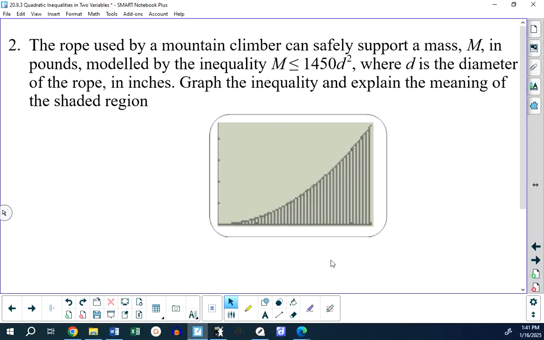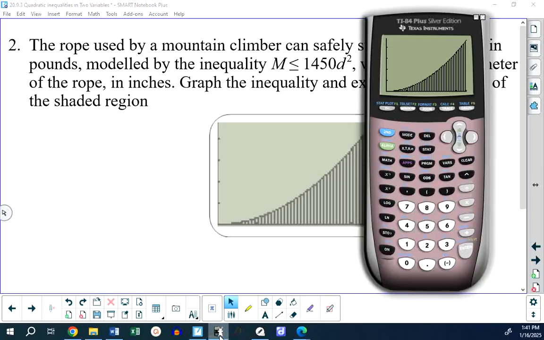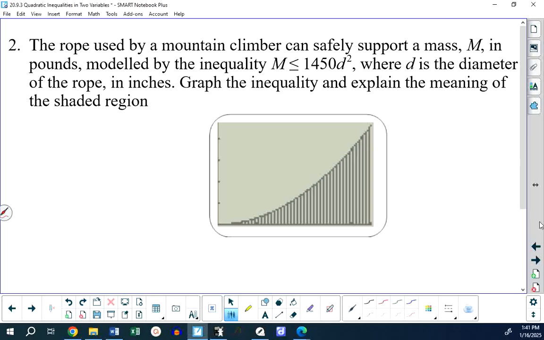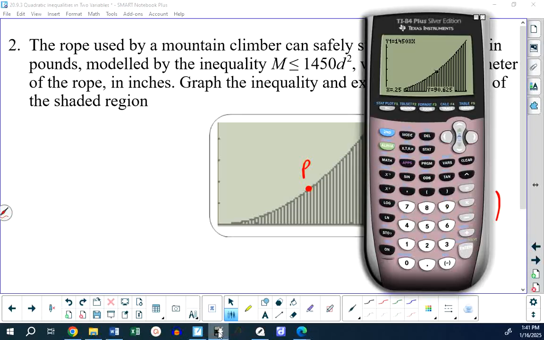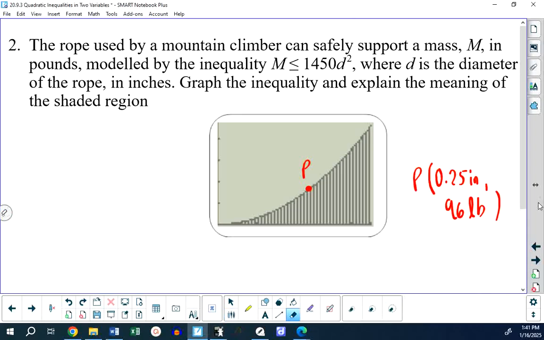I'm going to find a particular point on this graph so we can talk about numbers. I'm going to trace 0.25, quarter-inch rope, 90.6 pounds. There's a point here, point P I'll call it, which is 0.25 inches, comma, 91 pounds, roughly.